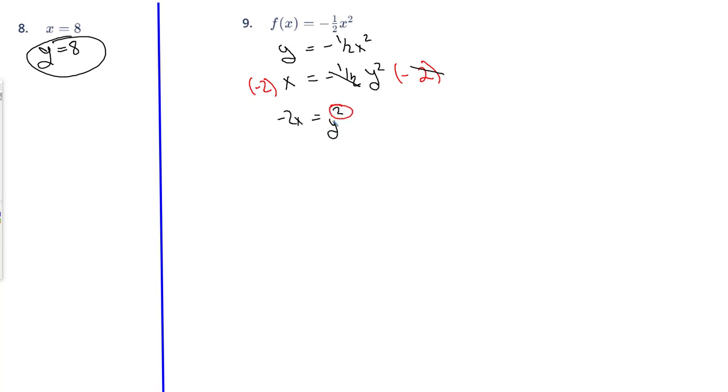How do I get rid of a square? Square root both sides. And so I have plus or minus the square root of -2x is equal to y. Don't forget when you're taking the square root, you always have to do plus or minus. And the reason this one doesn't cause you problems is that the domain would have to be restricted. So this one would have to have a domain of -infinity to 0.